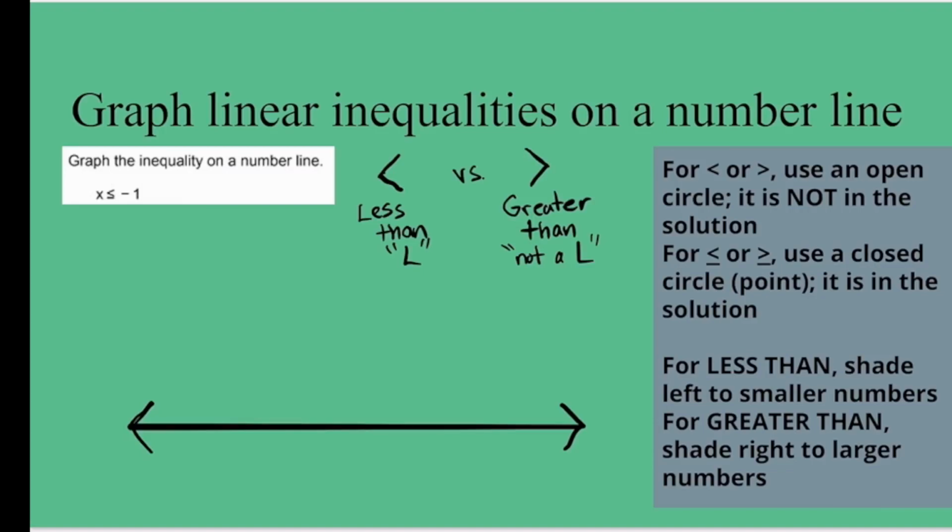This equation says graph the inequality on a number line: x is less than or equal to -1. The way I like to graph this is I always put the number 0 somewhere on my number line. If I'm graphing numbers that are less than -1, I'm definitely going to need to use that in here somewhere.